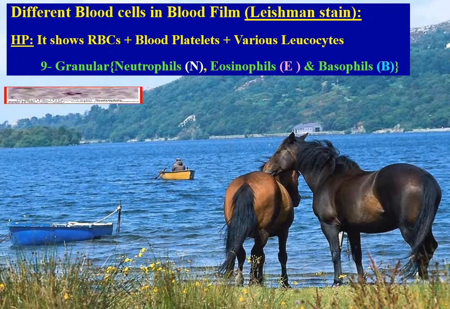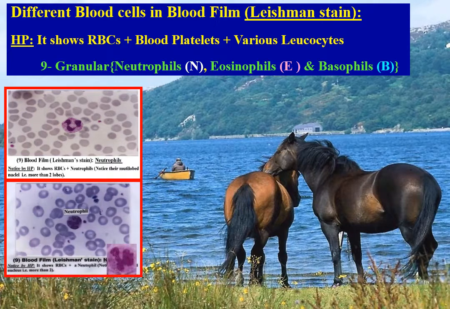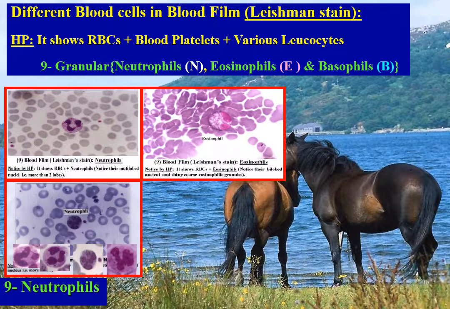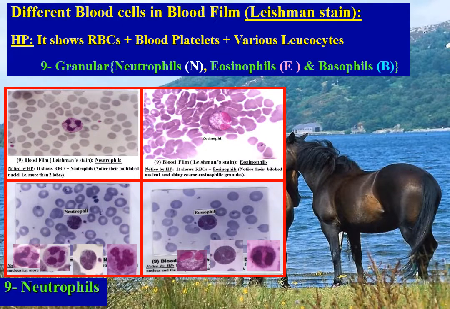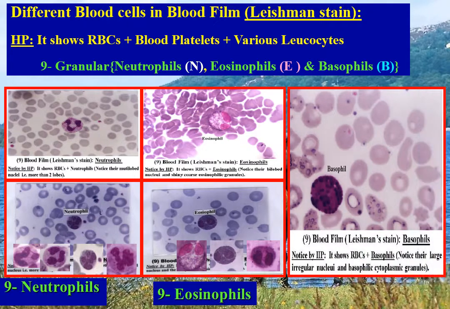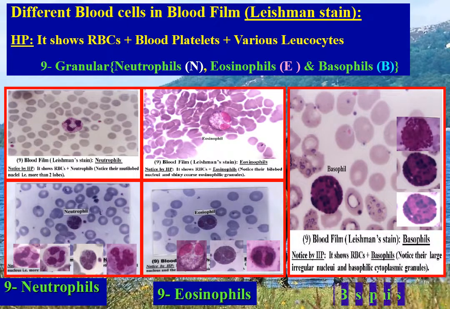Granular leukocytes. Neutrophils have specific neutrophilic granules in the cytoplasm and a multi-lobed nucleus, which may contain more than 2 lobes. Eosinophils have specific eosinophilic granules in the cytoplasm and a bilobed nucleus, mostly horseshoe-shaped. Basophils have specific basophilic granules in the cytoplasm and an irregular nucleus, mostly S-shaped.